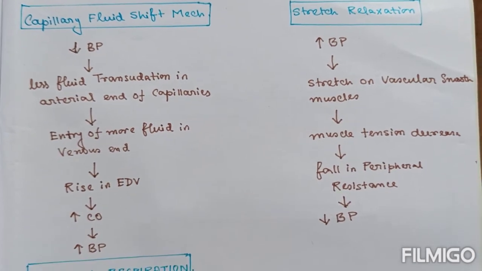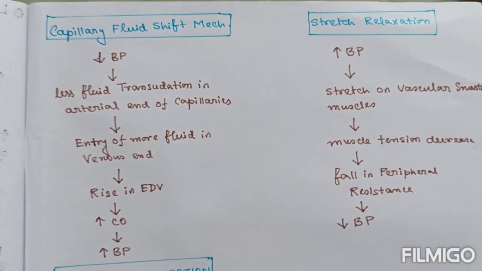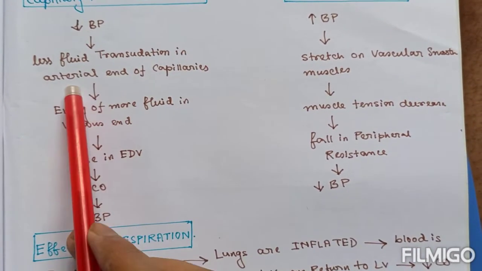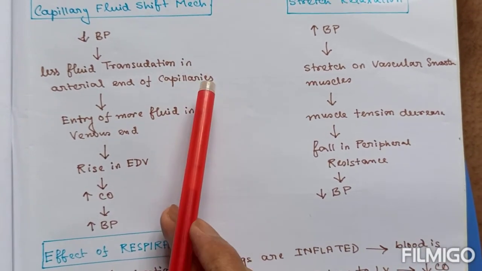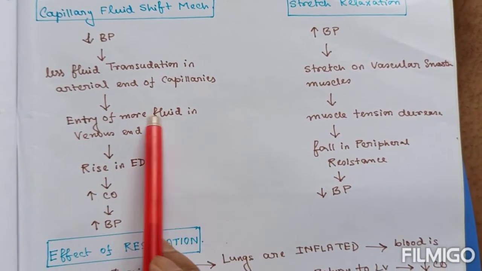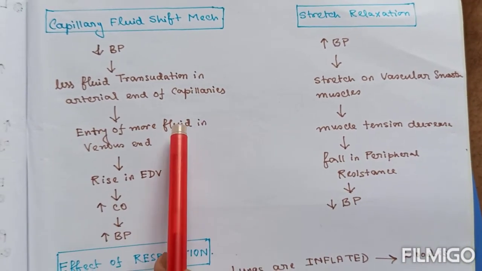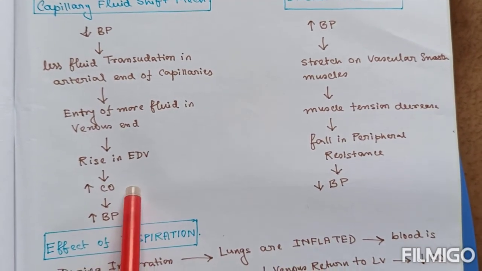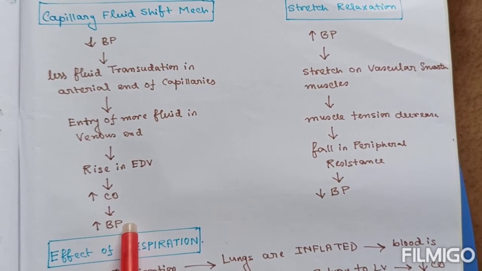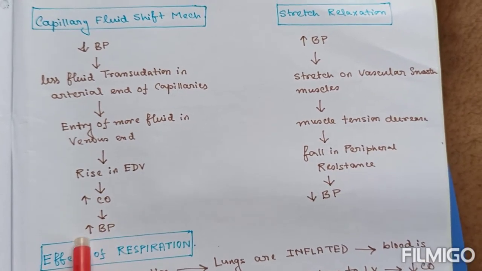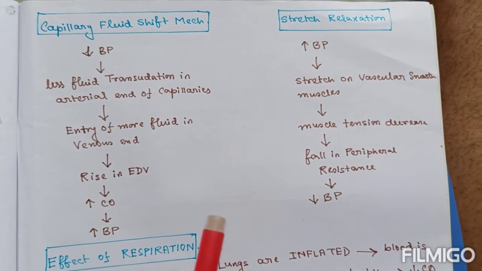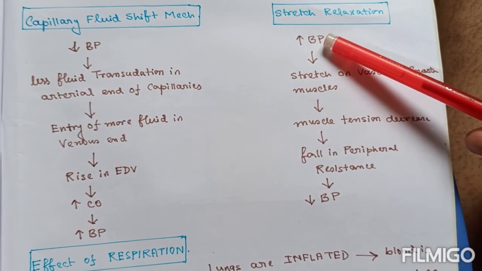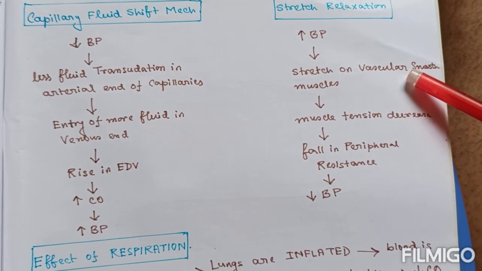Now we'll discuss the other mechanisms like the capillary fluid shift mechanism. When BP is reduced from the normal range, then less fluid transudation in the arterial ends of capillary occurs. This will cause entry of more fluid in the venous end, and thereby rise in the end diastolic volume, which will cause increased venous return or increased cardiac output, and blood pressure will be again regained or increased to the normal range.